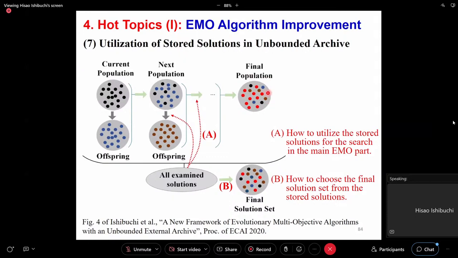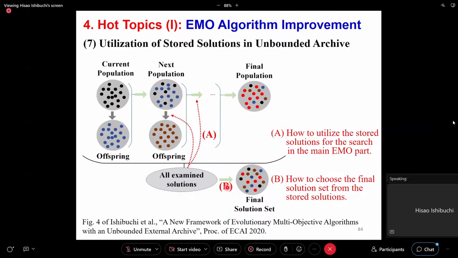However, this final population is not the best subset of all the examined solutions, because the selection is performed locally, selecting one population from two populations each time. If we can select the best subset from all the examined solutions, this final solution set is clearly better than the final population. This is the idea of using an external unbounded archive. Using this framework, we can improve the current MO algorithm. This is one new direction.